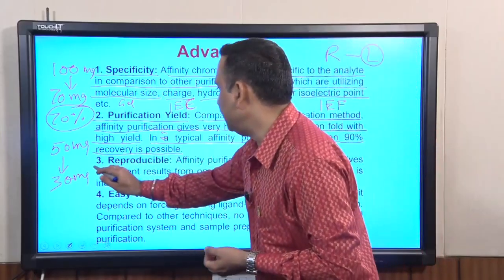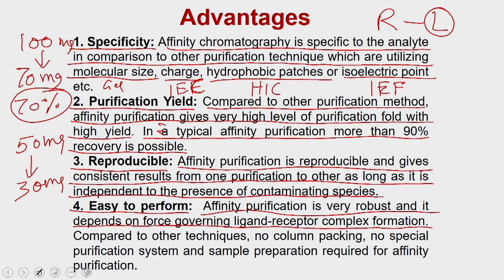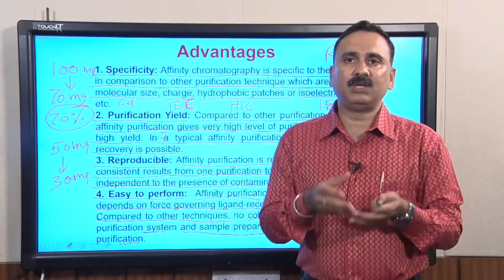Now, number 3 is reproducibility. Affinity chromatography is reproducible and gives consistent results from one purification to another, as long as it is independent of the presence of contaminating species. Number 4, affinity purification is easy to perform. Affinity purification is very robust and depends on the forces governing ligand-receptor complex formation. Compared to the other techniques, there is no column packing and no special purification systems required, only sample preparation for affinity purification. So this is point number 4, that it is very easy, because what affinity purification requires is that you have the beads.